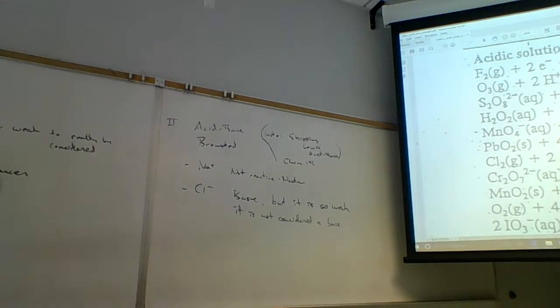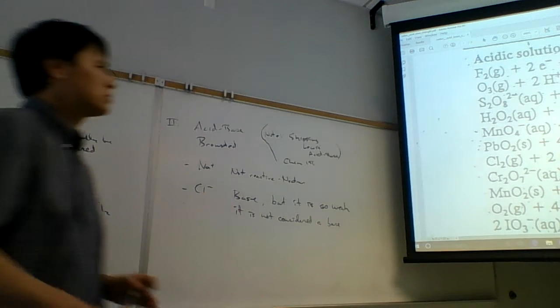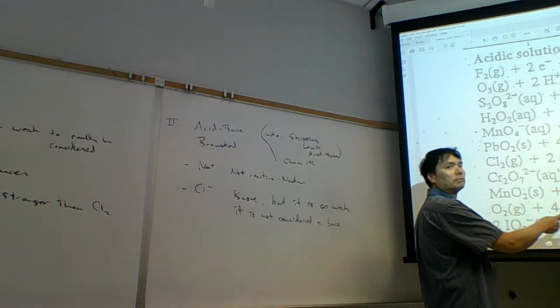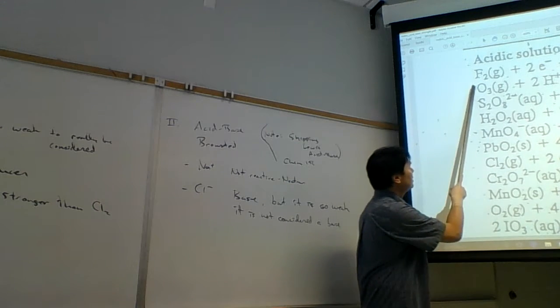And so what we say is this. We say that chloride is a reducer, it's a weak reducer. Reacts with oxidizers stronger than chlorine. And so any oxidizer that's stronger than chlorine can take the electron from chloride. So this conjugate relationship. And so that means any of these work.